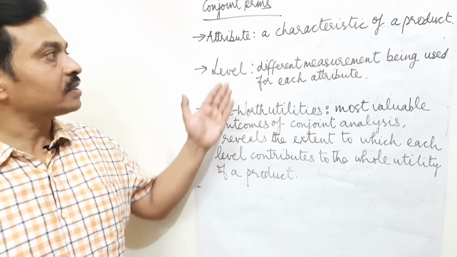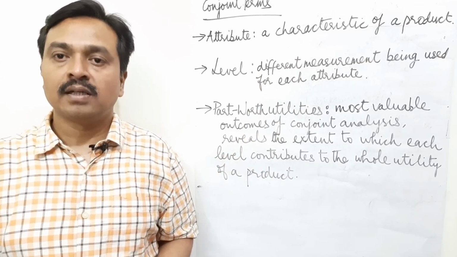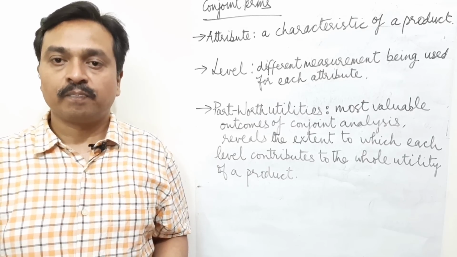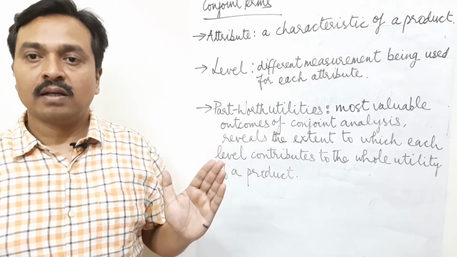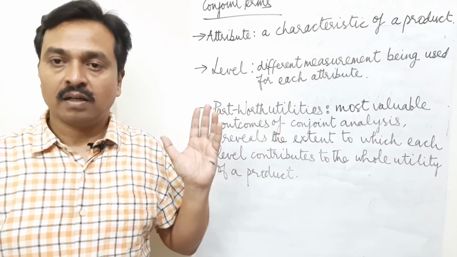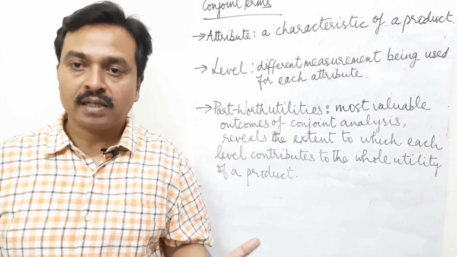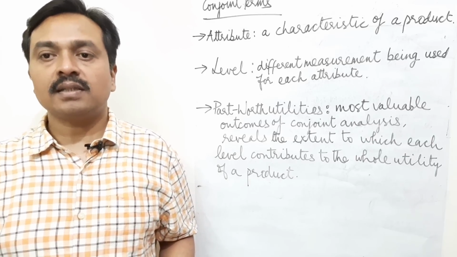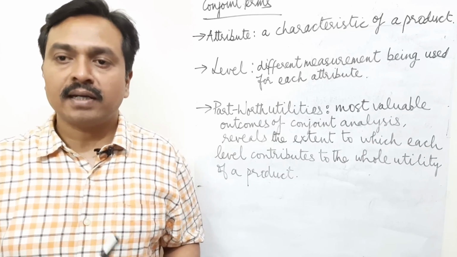An attribute is a characteristic of a product. Sometimes it is referred to as a factor. In our example, it could be appearance, feature, brand and price. Now let us come on to another term called level. What is a level? The different measurement being used for each attribute may be called a level. For example, above rupees 1000 or above rupees 999, rupees 550 or rupees 1000 or 1100. These are the levels of pricing that we are going to test, say, in an example.